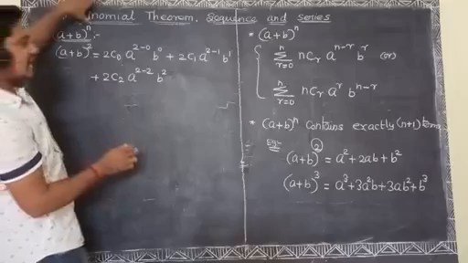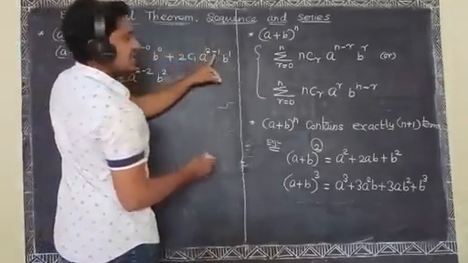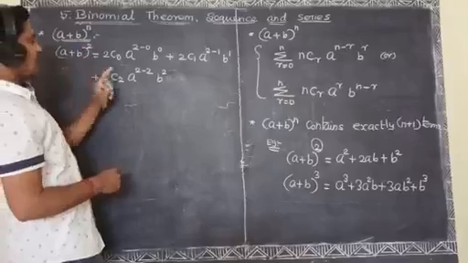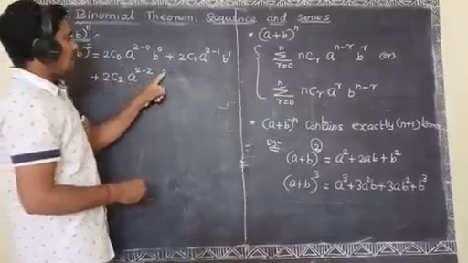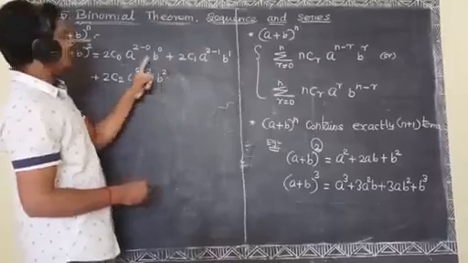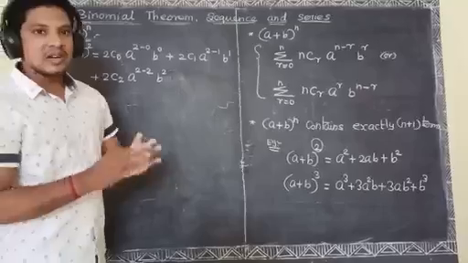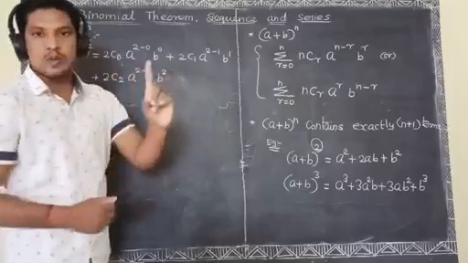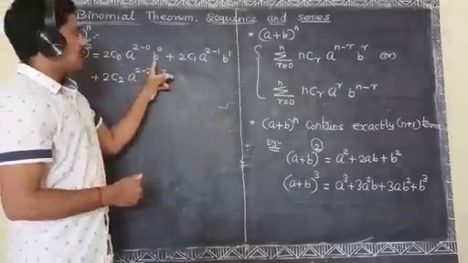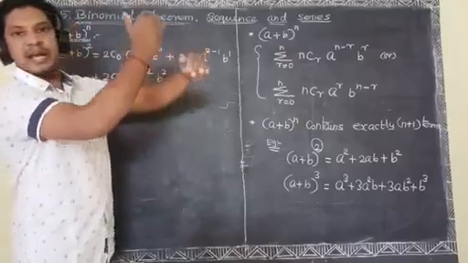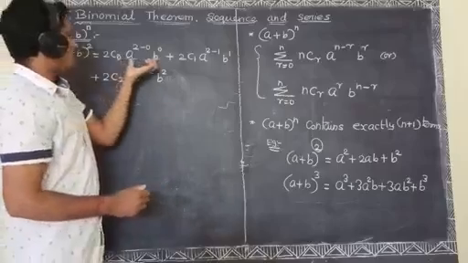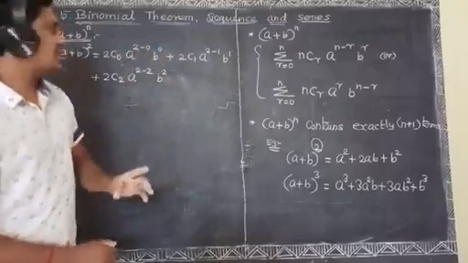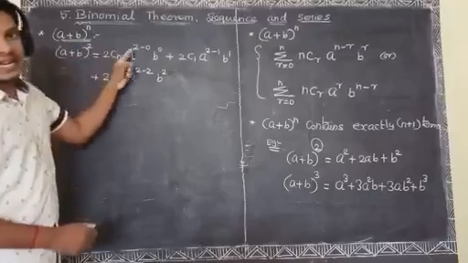Okay, like always n. In these terms, 2 minus 1 is 1, 1 plus 1 is 2. Okay, here 2 minus 2 is 0, b power 2 is 2, 0 plus 2 is 2. This is the concept. In each term the powers of a decrease by 1, and at the same time the powers of b increase by 1. Okay, the sum of powers of a and b is always n in each term.